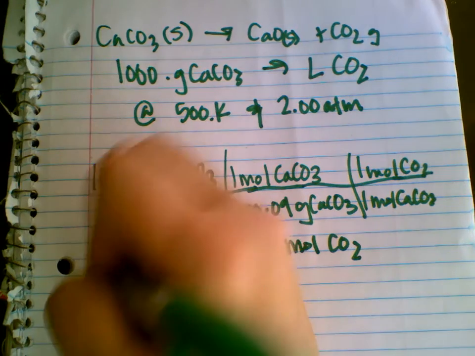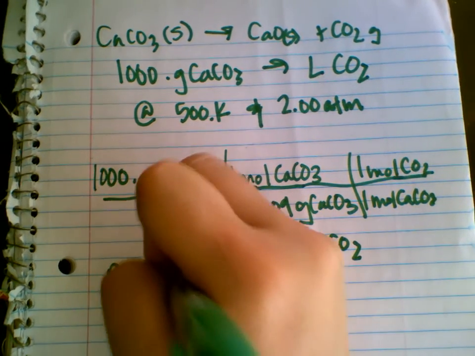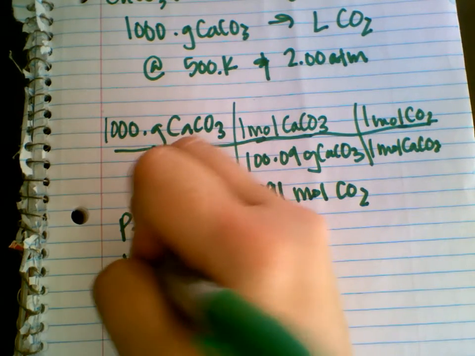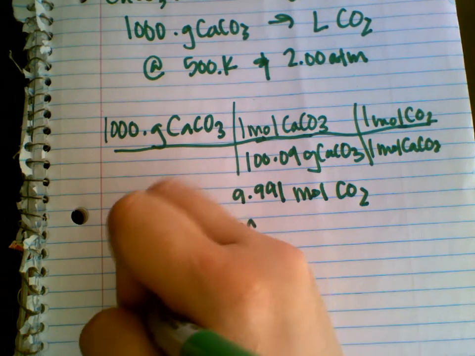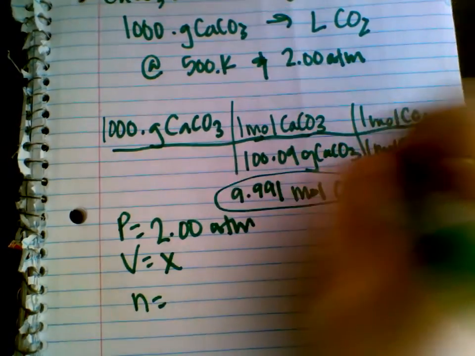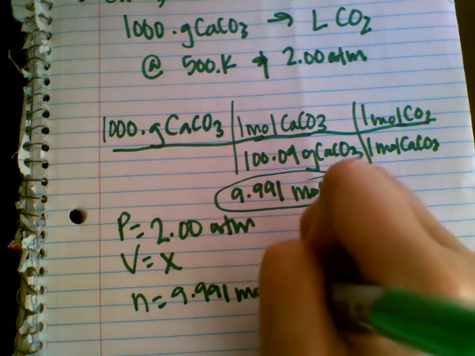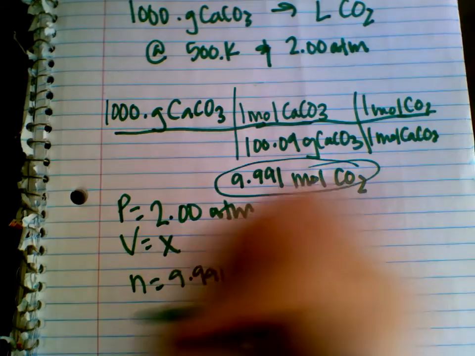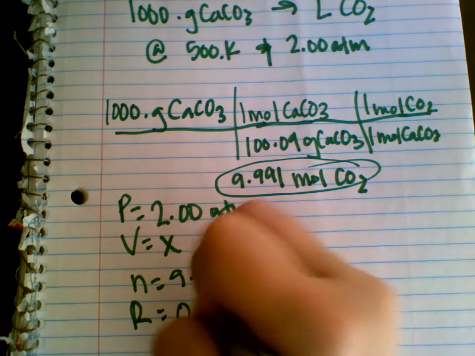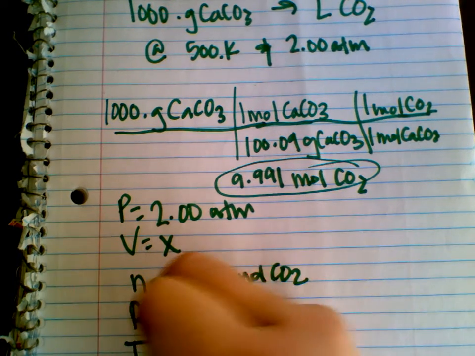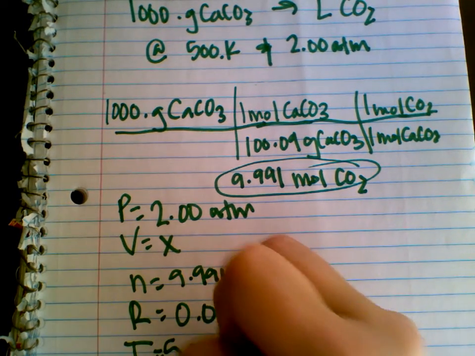Okay, so now from here, I'm going to use PV equals nRT. The pressure we were given is 2 atmospheres. The volume is what we're looking for. N is what we just calculated up here. And R is always 0.0821. And the temperature we were told is 500 Kelvin.